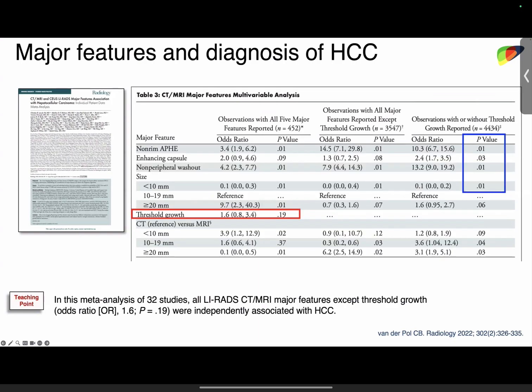This is more or less the same data from the multivariable analysis, along with p-values that shows that the major features, with the exception of threshold growth, are independently associated with HCC.